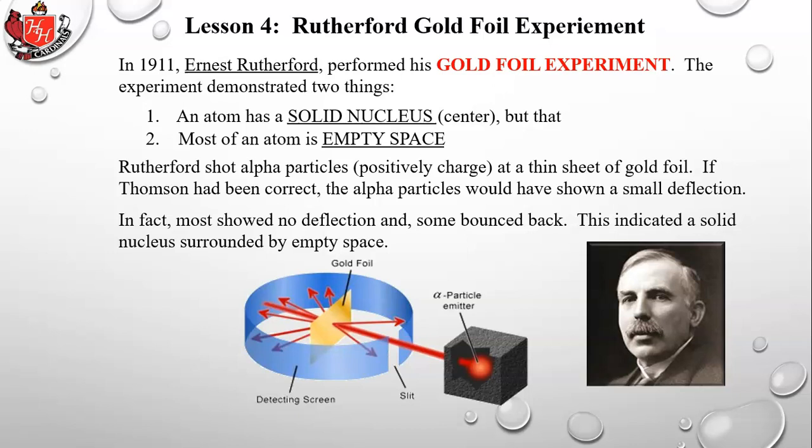So Rutherford thought he was shooting these bullets effectively at gold foil, which was just a thin tissue. And when he found out that some of the alpha particles actually bounced straight back, he likened it to shooting a bullet at tissue paper and having it bounce back. He couldn't believe what he was seeing.